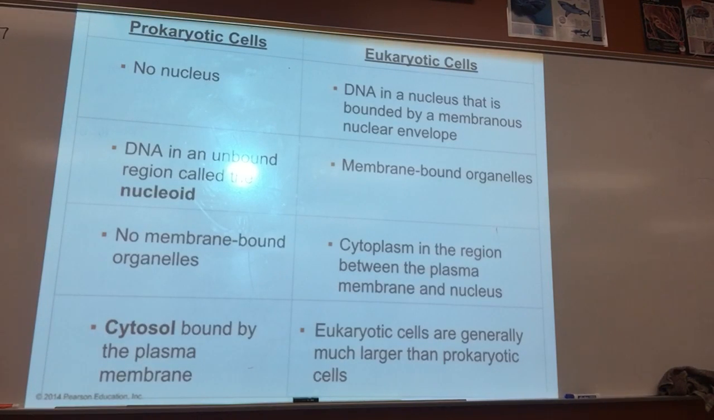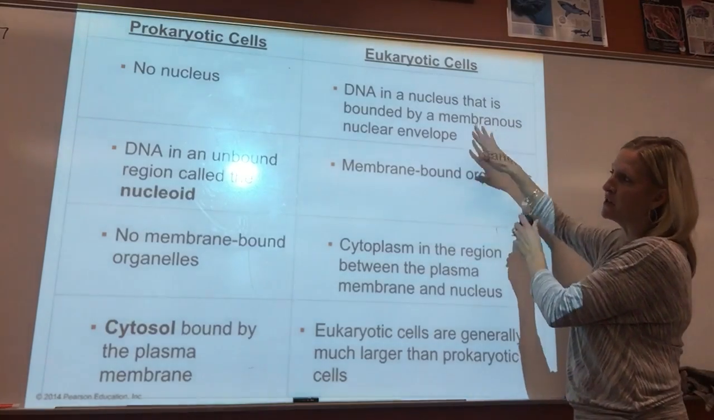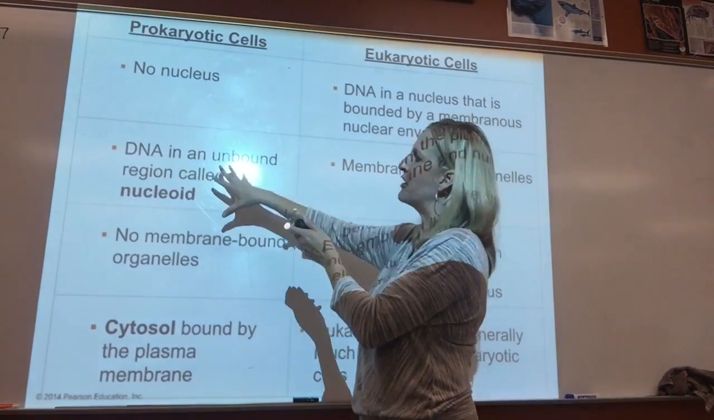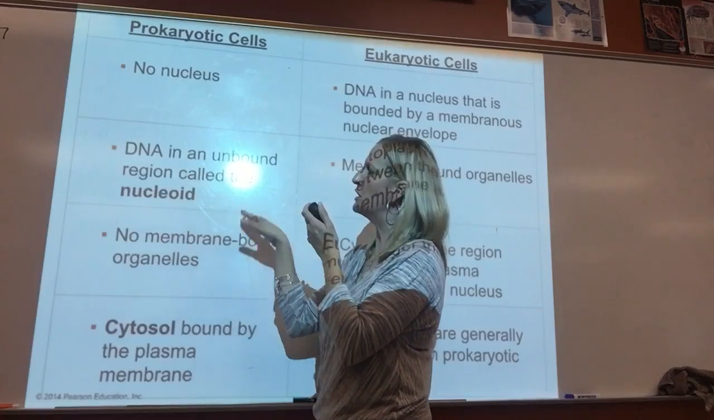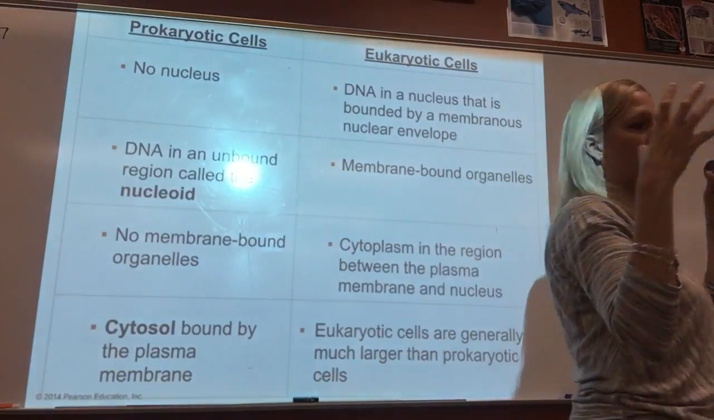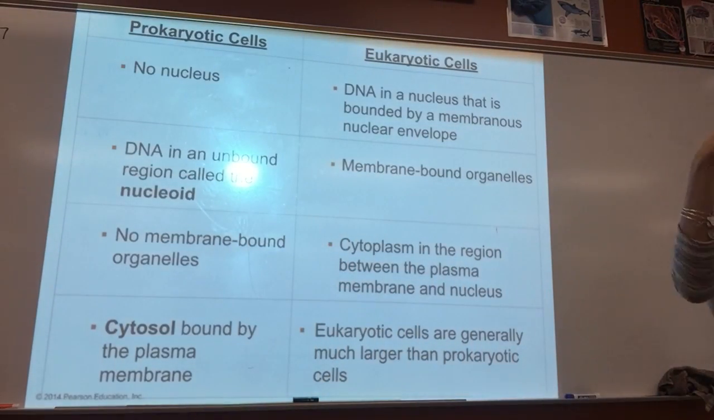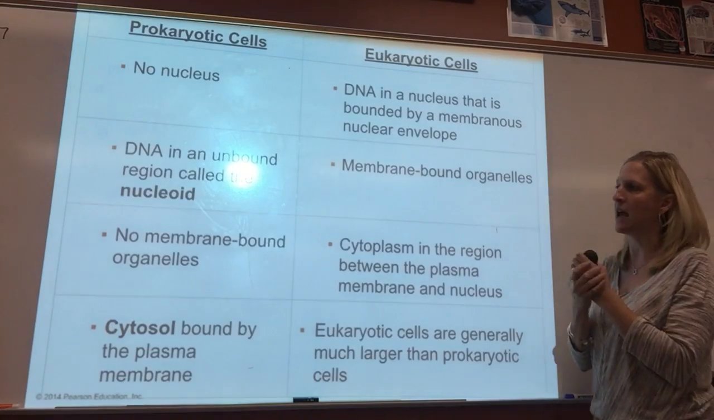So big difference, one has a nucleus, one doesn't. So the eukaryotic cells have the nucleus. We just wrote about things that all cells have in common, and one of those is chromosomes, which contain DNA. So for eukaryotic cells, that chromosome and DNA is found in the nucleus, but for prokaryotic cells, they have this nucleoid region which doesn't have a membrane around it. It's just a region of the cell where you can find the chromosome and the DNA.